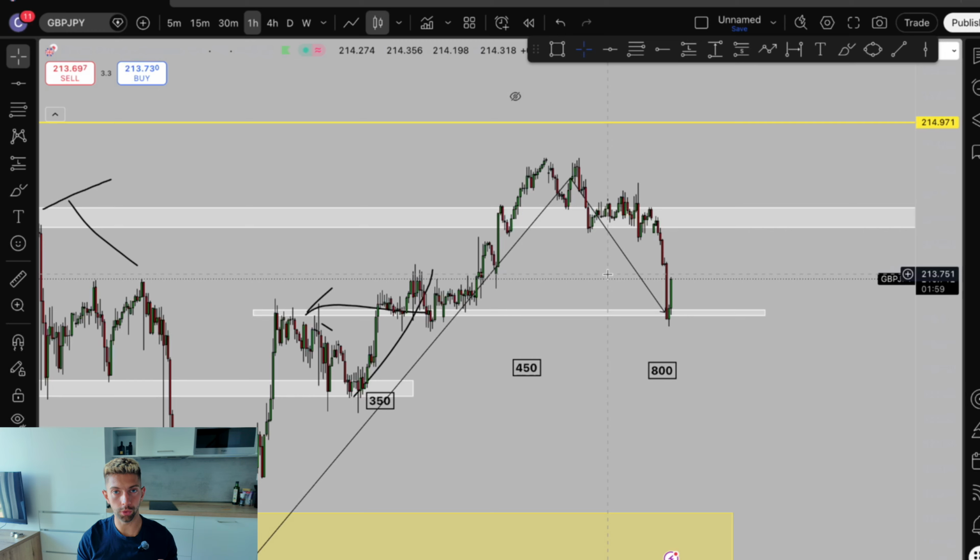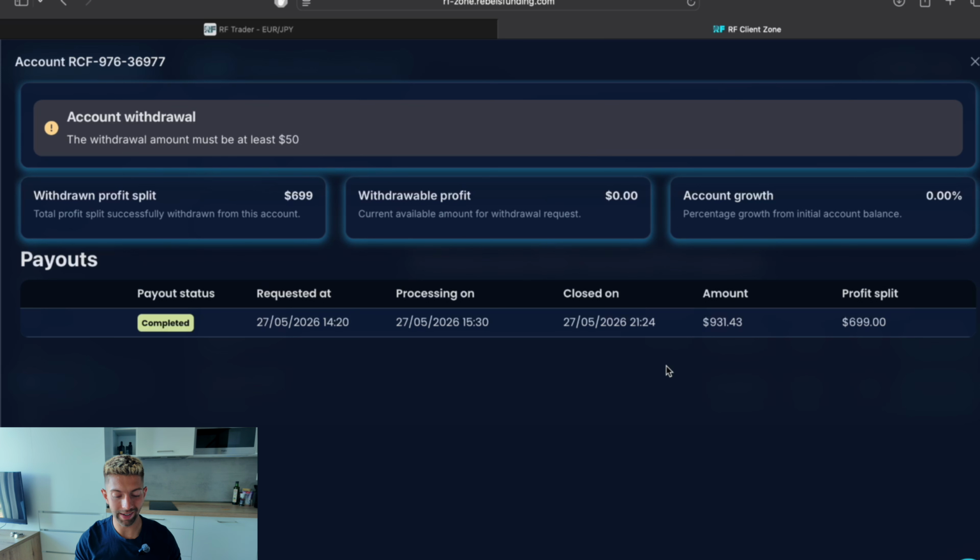And I'm gonna show you right now the process, how I withdrew the payout, how I requested the payout, and how fast it all was. So boys, it is already the next day, and as you can see, the payout has been completed. And yeah, as you can see, it is $700. 931 was the equity. The profit split is 75% for the first payout, then it increases to 80 and 90%, which is really nice. And yeah, I received the money basically in 8 hours with Rebels funding, which is amazing. And yeah, I'm looking forward to continue trading with them 1000%.